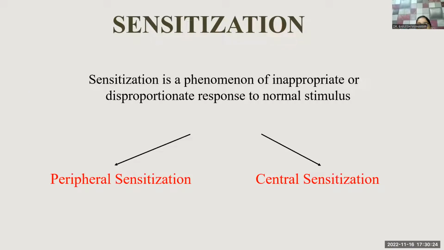Now sensitization is a phenomenon of inappropriate or disproportionate response to a normal stimulus. It can be a peripheral sensitization or a central sensitization. Suppose something is happening in the periphery at the transduction level, then it is a peripheral sensitization, and up to the dorsal horn it is a peripheral sensitization. If it goes from the dorsal horn centrally above, it is a central sensitization. Next slide.